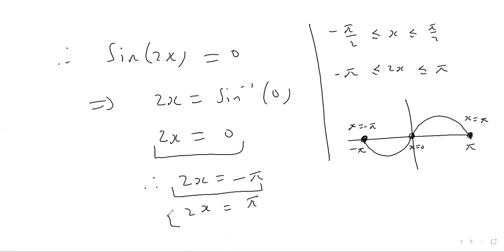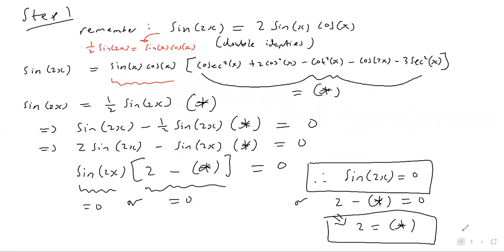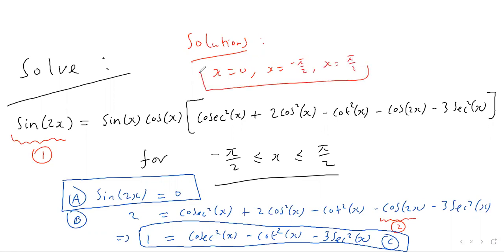So we're going to have 3 values of x. Therefore, x equals 0, x equals minus pi over 2, and x equals pi over 2. Those would be the three solutions that solve this equation, the equation we started off with back here. So the solutions are x equals 0, x equals minus pi over 2, and x equals pi over 2. So that would solve the equation.